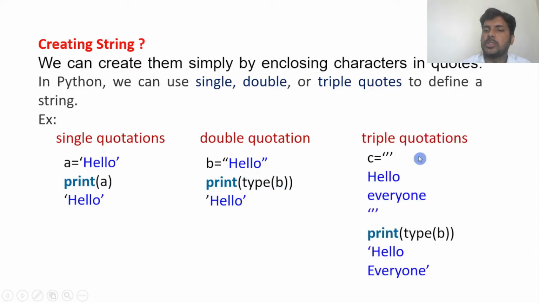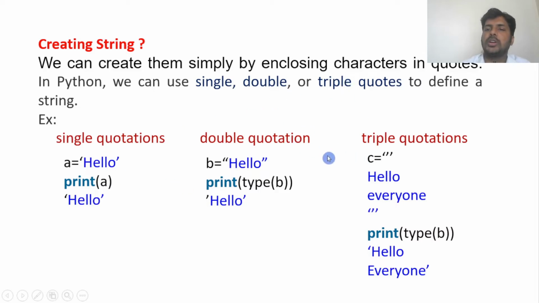Same way triple quotation. You can use single triple quotations or double triple quotations. I have used single triple quotation. c is equal to triple quotations hello everyone. So when I print, automatically you can see it will print multi-line. So this is how we can create a string in single, double or triple quotations.